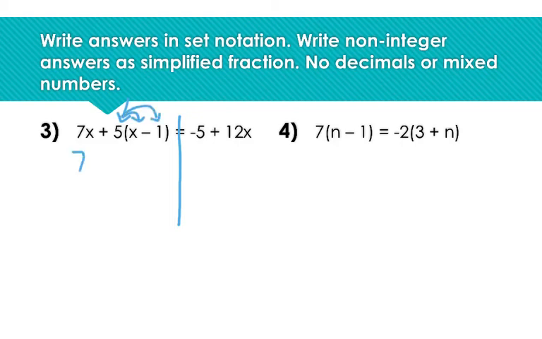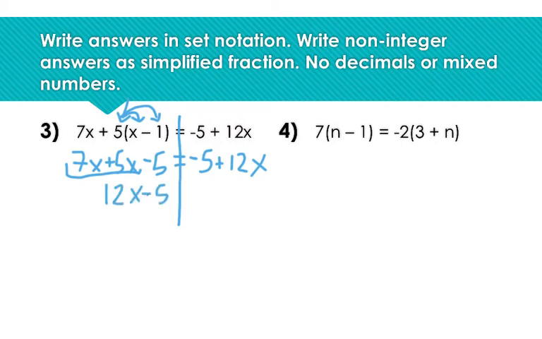So we'll have 7x's come down. Then we have 5 times x, which is 5x's. 5 times -1 is -5. On the other side of our equation, we're going to have -5 plus 12x's. Now we can combine like terms on the left side of our equation. We have 7x's and 5x's, which is 12x's minus 5 is equal to -5 plus 12x's.